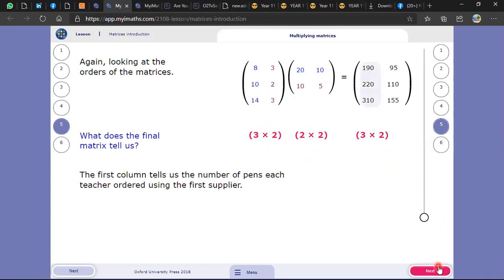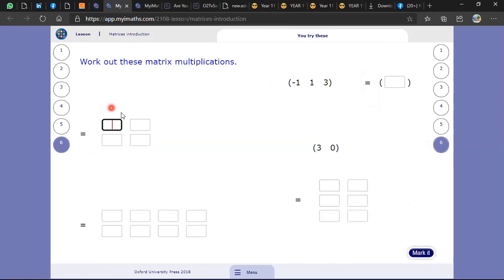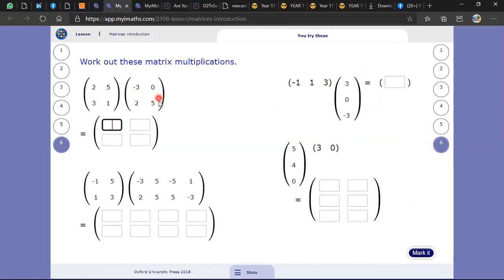The first column tells us the number of pens each teacher ordered using the first supplier. And then the second column, which is right here, tells us the number that was ordered using the second supplier. So finally, let us work out these matrix multiplications based on the explanation that was given previously.